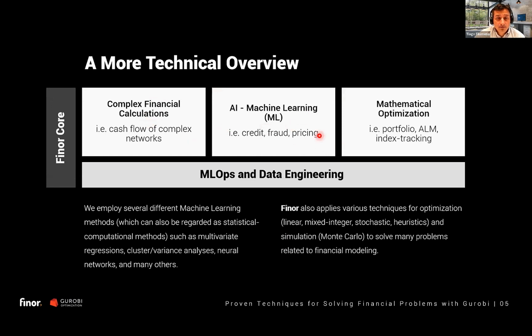Here are the three main verticals, the three main deliverables that we do at Finor. We solve some complex financial calculations, such as matching a complex cash flow in a network economics problem. We work a lot with AI and machine learning in problems for credit, fraud, and pricing. And today we will be discussing mathematical optimization that is used in portfolio, ALM, and index tracking. We'll be showing an index tracking and ALM example today.